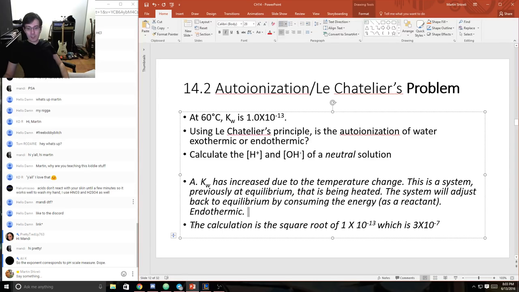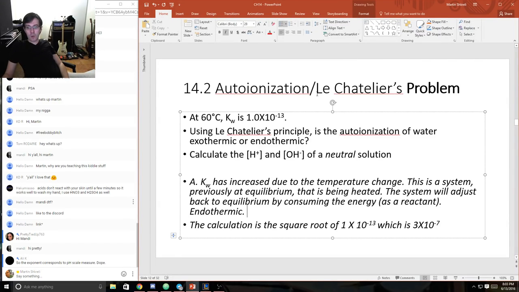So the calculation is pretty simple. It's the square root of this number, because remember the two, when multiplied, OH minus and H plus, have to equal this Kw. So it's just 3 times 10 to the negative 7th instead of 1 times 10 to the negative 7th. So I hope that's clear.